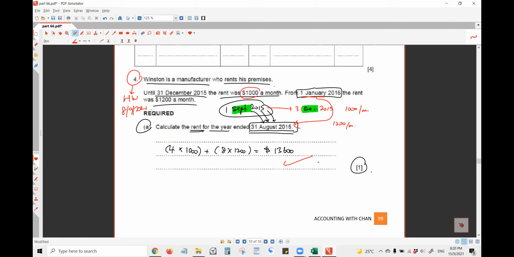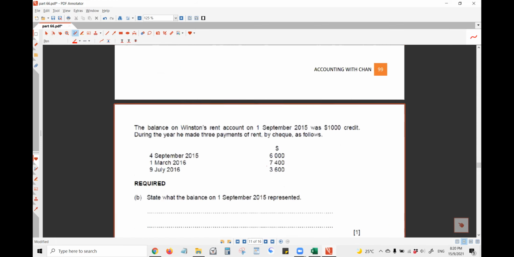This is the amount that is next to the income statement. This is the amount that is next to the IS in the account. Okay, later you are going to make use of this. Okay, so put this aside first. You have to use the 13600 later in part C.